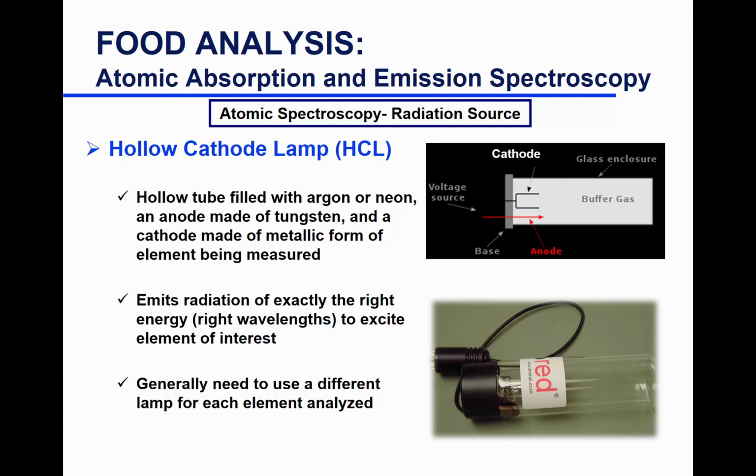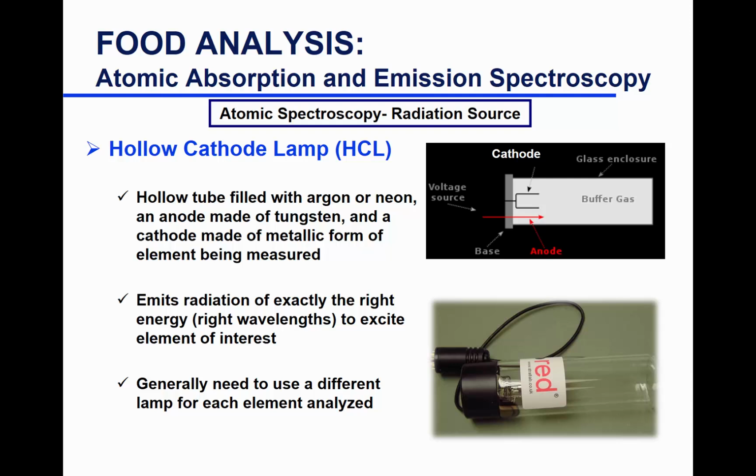So those of you, again, that did the lab already got introduced to the hollow cathode lamp, which is basically a hollow tube that is filled with a neutral or inert gas, argon or neon. And then you have the anode that is tungsten, and the cathode is made up of the metallic form of the element. So when the energy hits that metallic form, or the cathode, it's going to emit radiation within the spectral wavelength of your element.